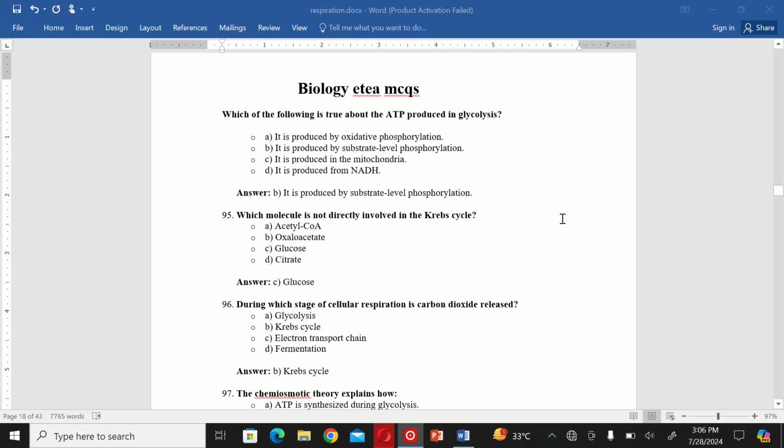Let's get started. So the first MCQ is which of the following is true about the ATP produced in glycolysis? A. It is produced by oxidative phosphorylation. B. It is produced by substrate level phosphorylation. C. It is produced in the mitochondria. D. It is produced from NADH. So the correct option is B.